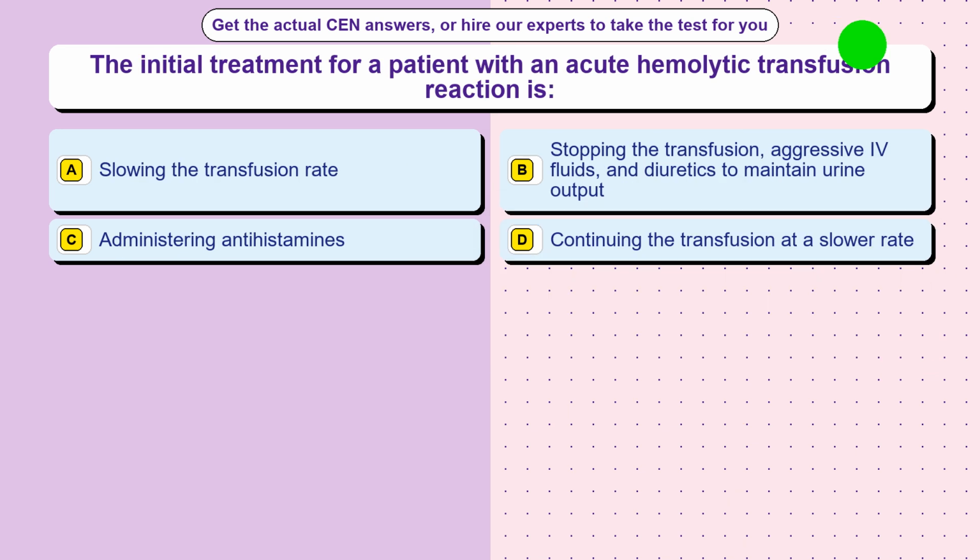Question 68. The initial treatment for a patient with an acute hemolytic transfusion reaction is Option A, slowing the transfusion rate. Option B, stopping the transfusion, aggressive IV fluids, and diuretics to maintain urine output. Option C, administering antihistamines. Option D, continuing the transfusion at a slower rate.